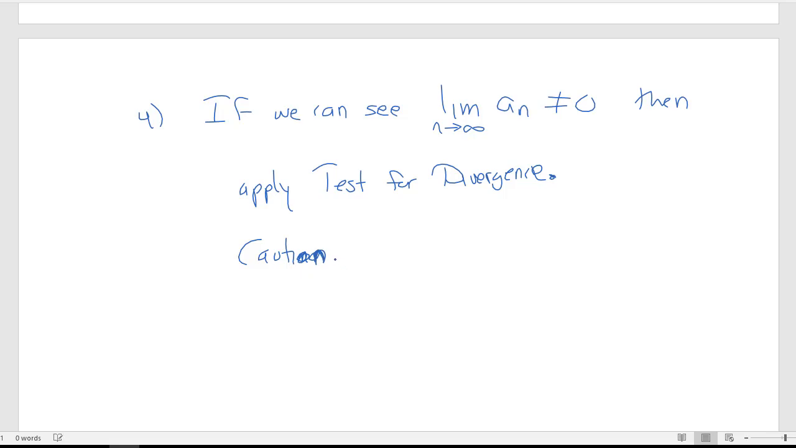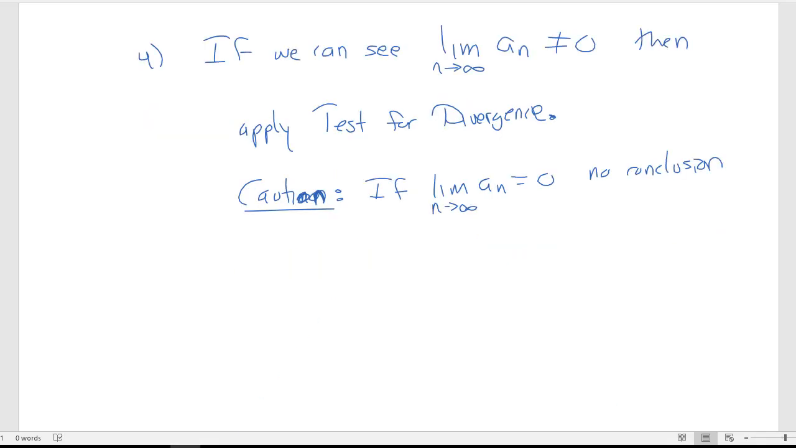C-A-U-T-I-O-N, right? So caution, if the terms do go to 0, there's really no conclusion. That could converge, that could diverge. And we looked at a whole bunch of examples back in that video. So caution about that scenario.